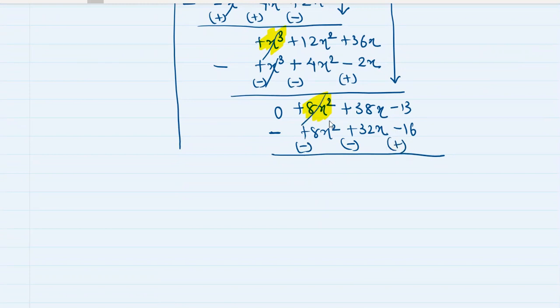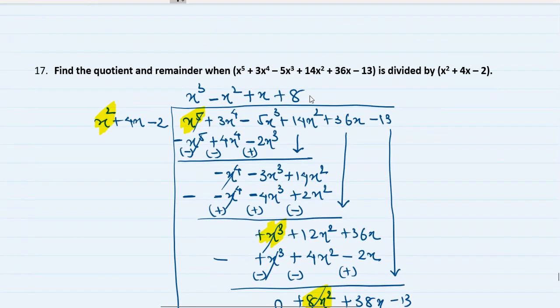8x square minus 8x square will cut. 38x minus 32x will be plus 6x. And minus 13 plus 16 will be plus 3. So this is the remainder. This is the quotient. So we had to find the quotient and remainder which are in front of you. Right? So this is how you perform the long division.